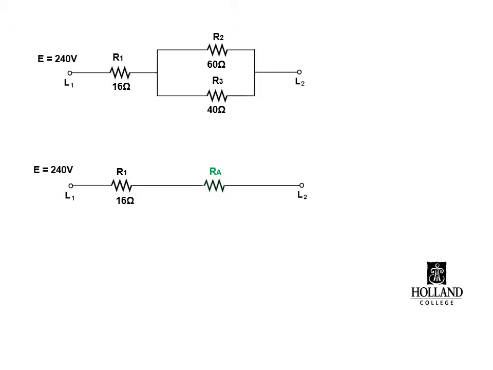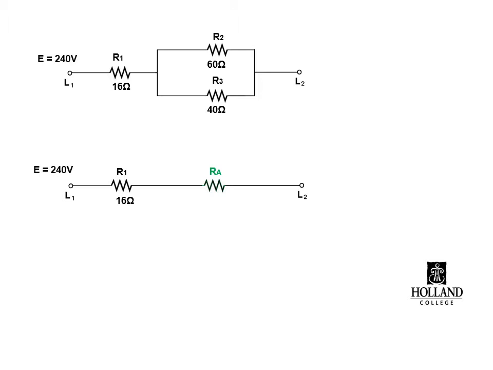Again, subscripts are only used as place markers, so you could have easily called it RX or RY, or you could have called it R23 to signify that resistor 2 and resistor 3 were combined. It really doesn't matter, as long as you keep track of your changes. I also use a different color to keep track of my changes.